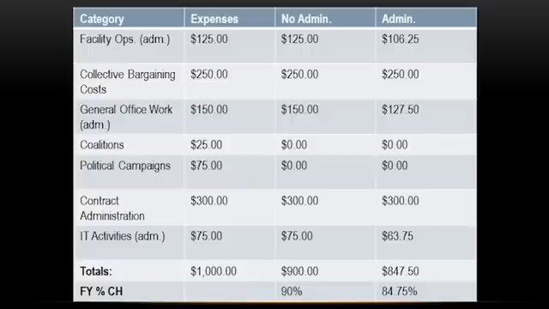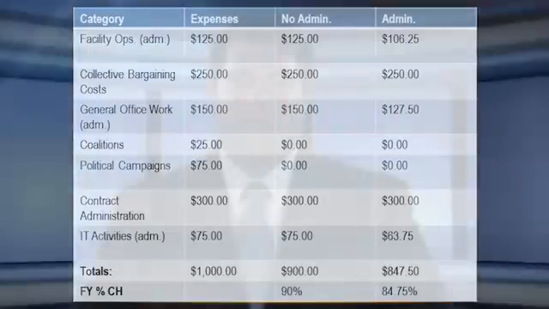For example, take row 1, Facility Operations. Instead of $125 being added as chargeable, as it was in column 3, the prorated amount after being multiplied by 0.85 is $106.25. After you prorate all the administrative categories, you then add all of the column 4 and divide it by your total expenditures, $1,000 in this case, and you get your new adjusted chargeable percentage.